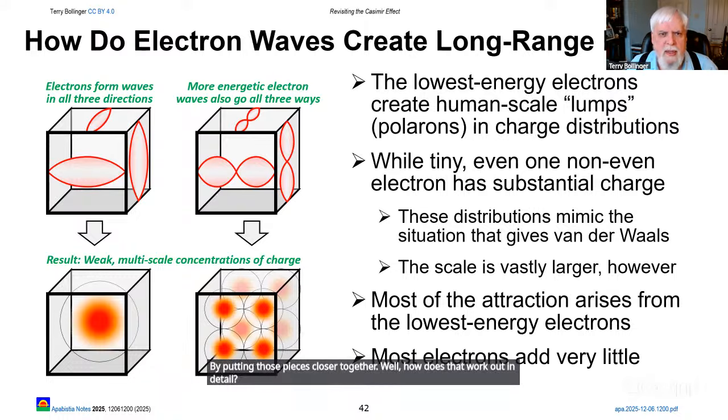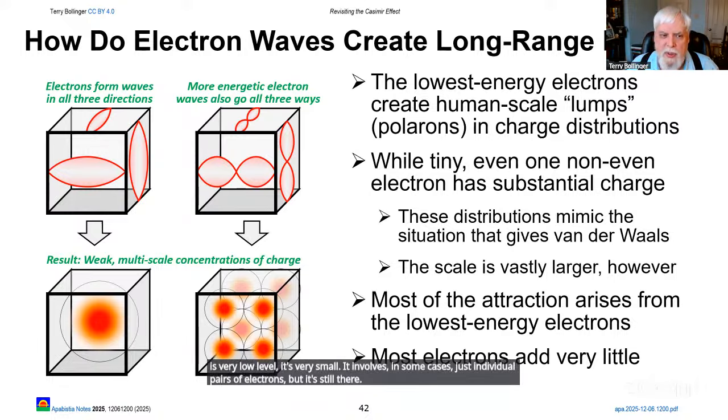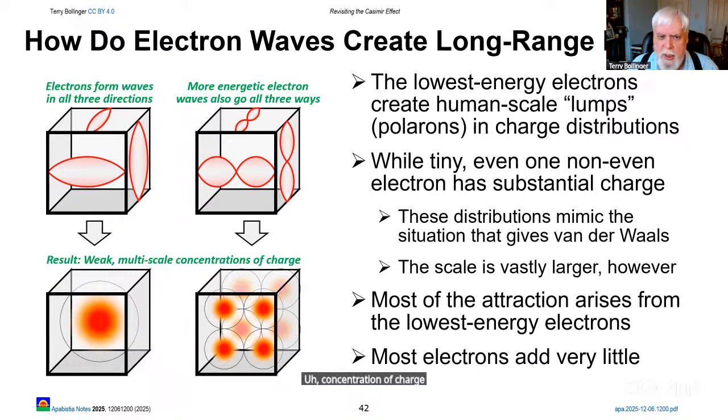Well, one of the other things you want to see is that there's interesting structuring, even in a block of metal. And that structuring of charge is very low level. It's very small. It involves, in some cases, just individual pairs of electrons, but it's still there. What happens is electrons in the base state form, in the lower left-hand model, a single concentration of charge towards the center of the block. But you also have more complicated ones where all eight of these things will form in that cube.